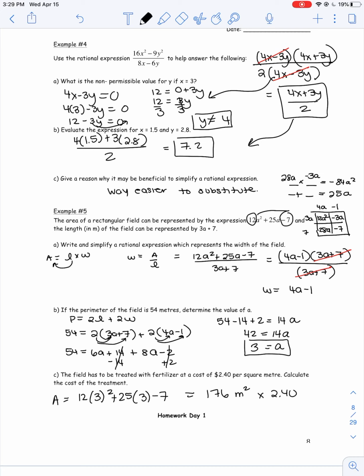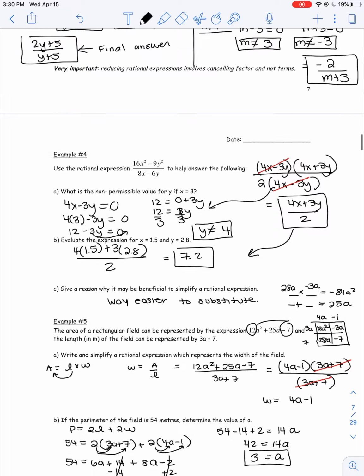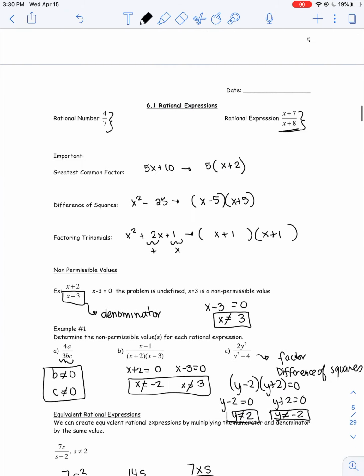And all you're going to do is multiply that answer by 2.40. And you should see that the cost to treat this field is going to be $427.20. So that's our final answer. And that is our lesson.